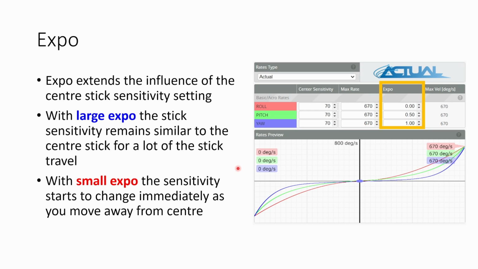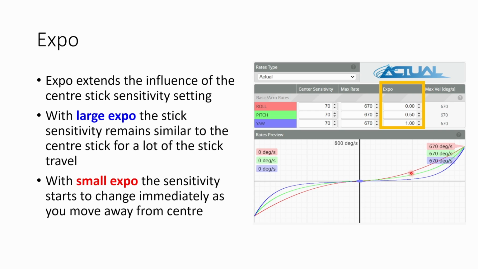Expo is a little bit more difficult to explain. Expo extends the influence of the center stick sensitivity setting. And what I mean by this is if you have a very large expo, like this blue line here, the stick sensitivity remains pretty similar to what it is at the center stick position for most of the stick travel. If, however, you have very small amount of expo, the sensitivity starts to change immediately as you move the stick away from center.